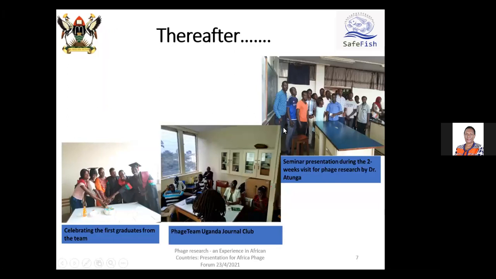So thereafter, the first lot graduated, and here we are celebrating with a small cake with them. And we formed a journal club. It had somehow hibernated some time back, just because after this, the pioneer students had to look for a way of living, they had to get jobs. So we were dispersed, and in as much as phage research was ongoing, the phage team journal club did not continue.